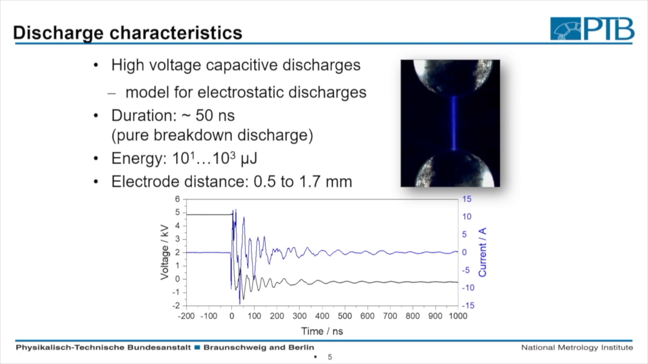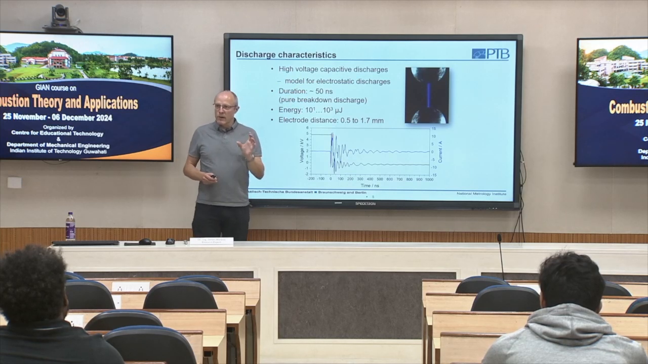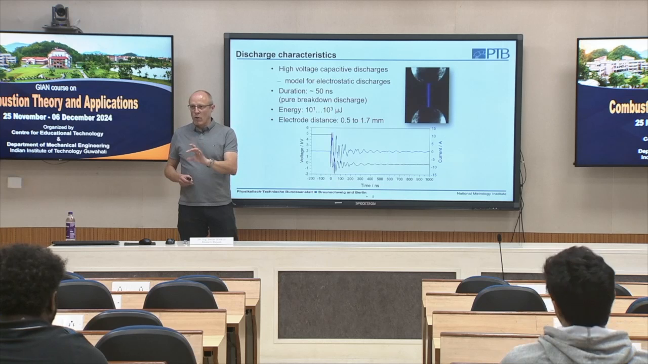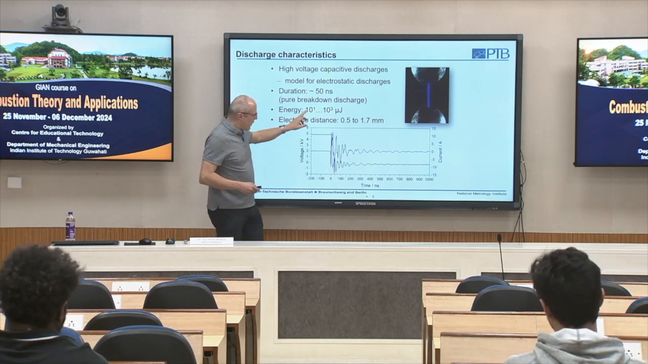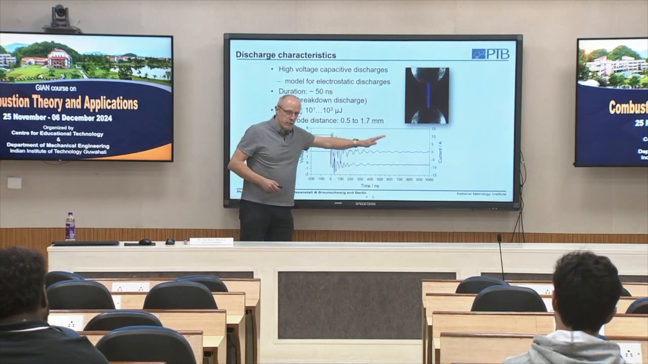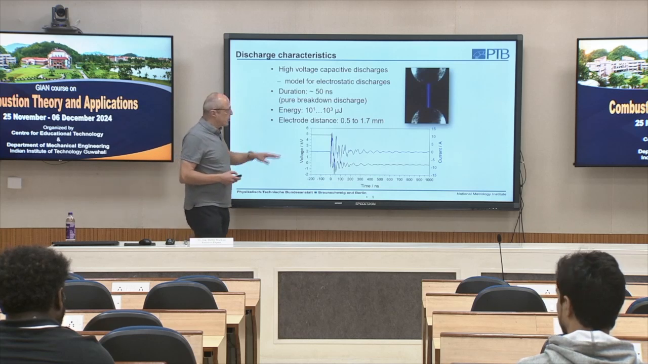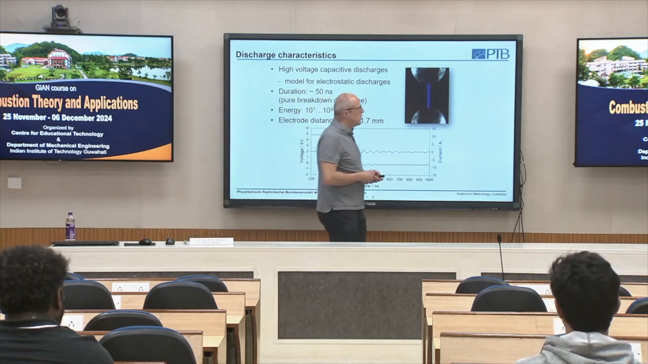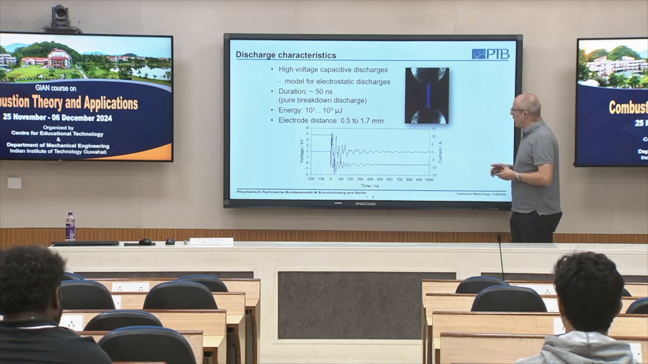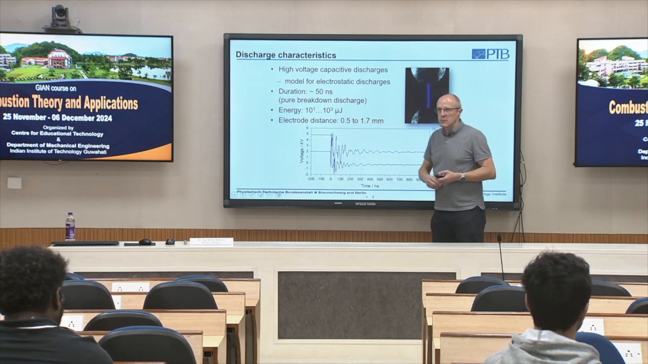So here you see it again. So this is a typical discharge, 15 nanoseconds. Within this very short time, the electrical energy is deposited into our hot small plasma volume. So it's a very fast process here. At that time, nearly everything had happened, and then we just see some fluctuations here. The electrode distance for the most hydrocarbons and hydrogen are in the range of 0.5 to 1.7 millimeters.